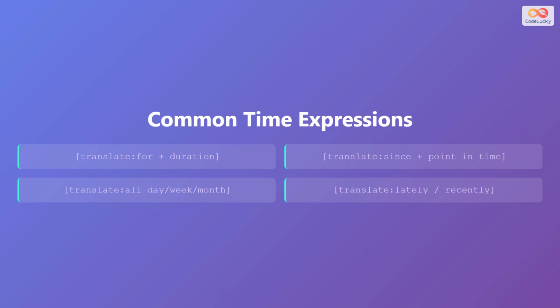Certain time expressions work well with the present perfect continuous negative. You can use for plus a duration, like for 2 weeks or for 3 months. You can use since plus a point in time, like since Monday or since last year. You can use all day, all week, or all month to indicate a complete period. You can also use lately or recently to mean a short time before now. These time expressions help clarify the duration of the non-action. They make your meaning more precise and help listeners understand exactly when the action did not happen.